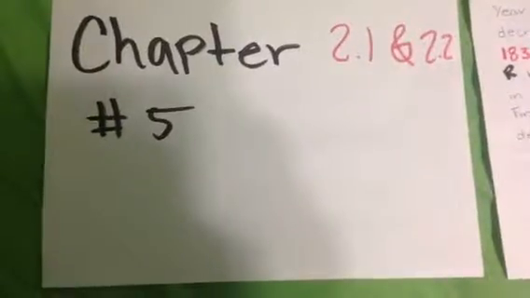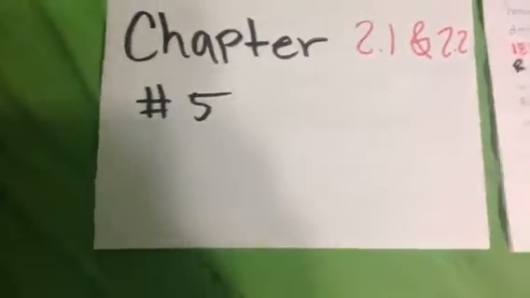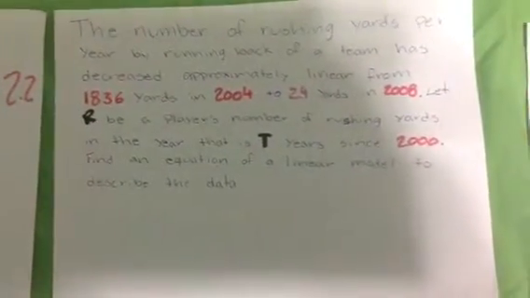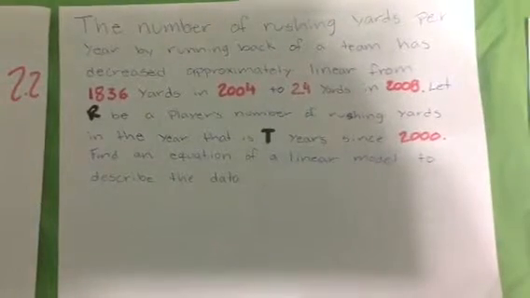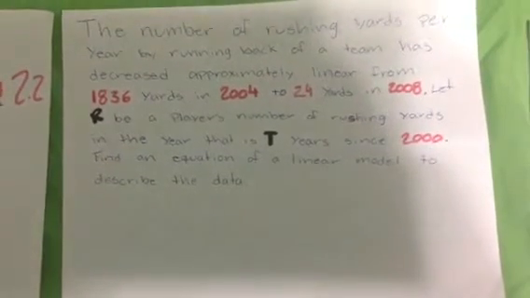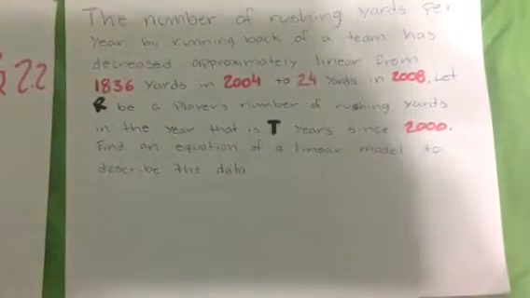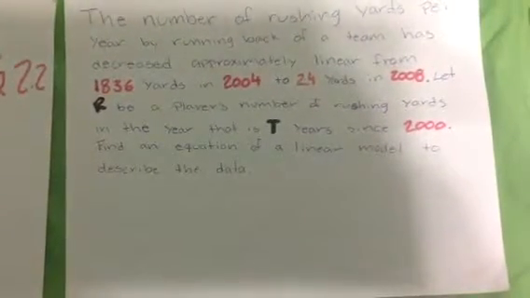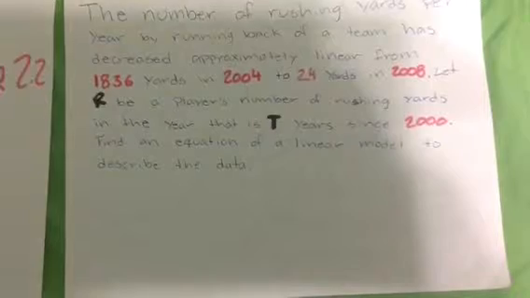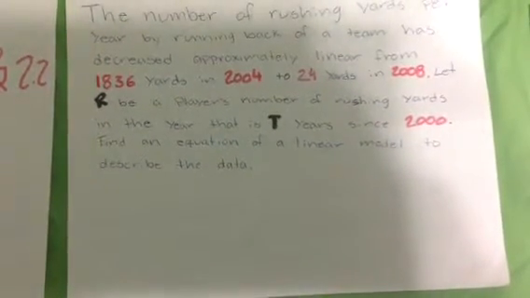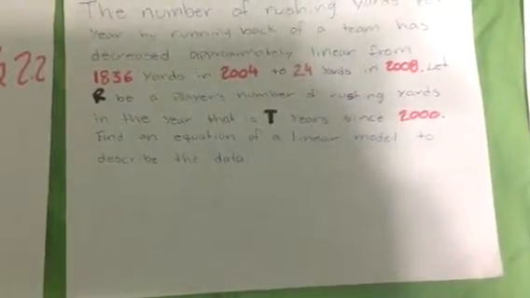This is chapter 2.1 and 2.2, number 5. The question says, the number of rushing yards per year by a running back of a team has described approximately linear from 1,836 yards in 2004 to 24 yards in 2008. Let R be a player's number of rushing yards in the year that is T years since 2000. Find an equation of a linear model to describe the data.